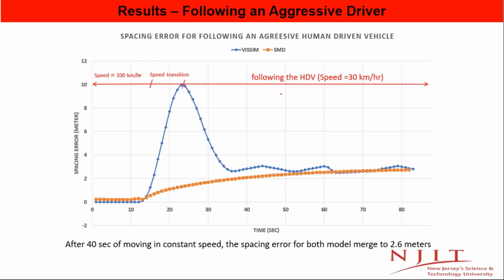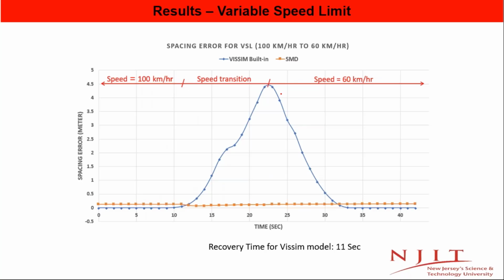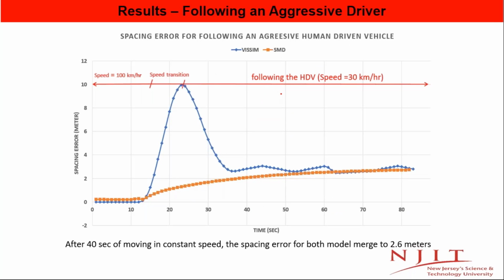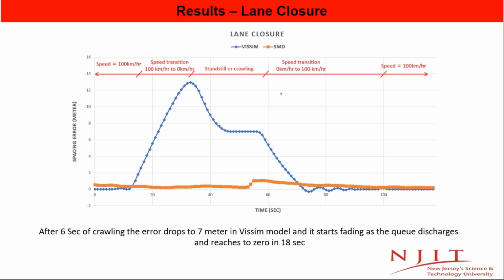Actually, I'm comparing the spacing error in this study, and a spacing error is not desired. It shouldn't happen. What I'm presenting here is that in the SMD model, a spacing error is not happening. I tried to model different circumstances which could lead to a spacing error. What we considered was variable speed limit, which is a smooth speed transition; aggressive driver vehicle, which is a harsh speed transition; and queue formation and discharge, which is a bit different. Both of them include both deceleration and acceleration.